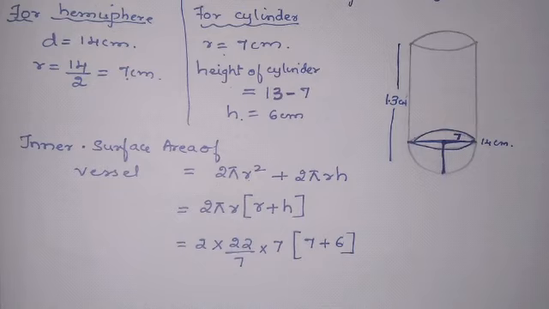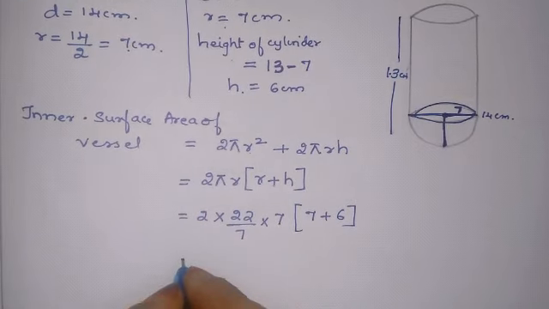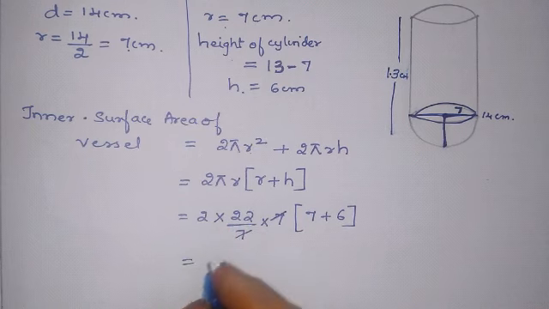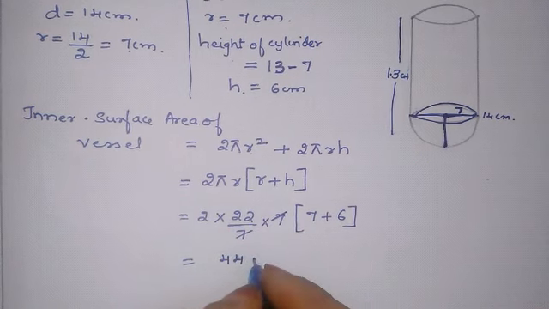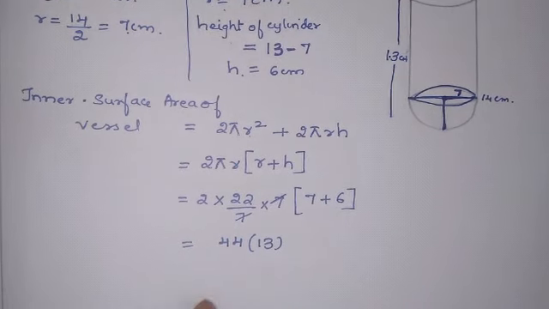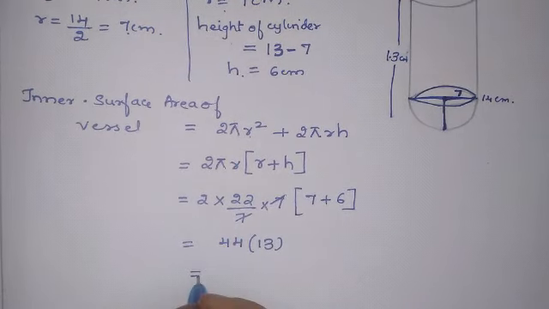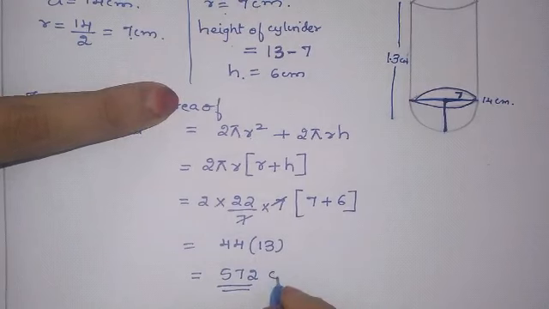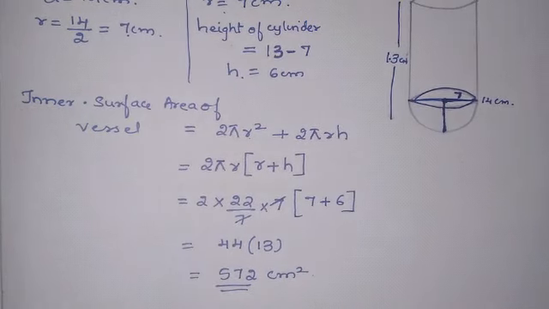Okay. Now let us solve. 7 7 get cancelled. 22 2s are 44 into 7 plus 6 is 13. 44 into 13 if we multiply, we get 572 answer. It is a surface area, so centimeter square. This is about the second problem.